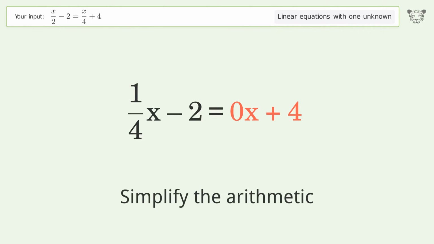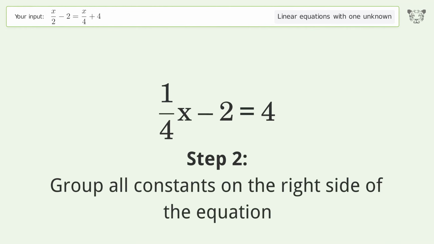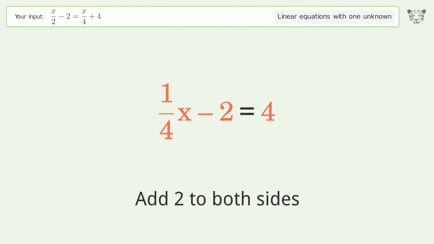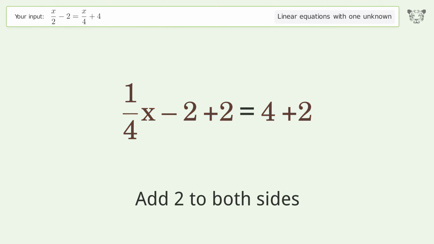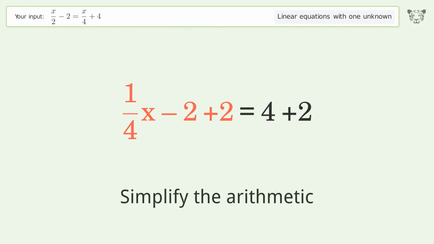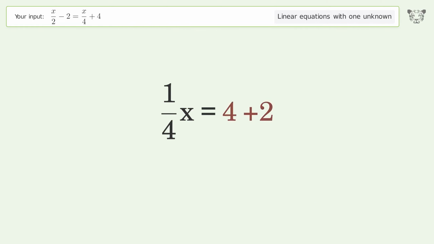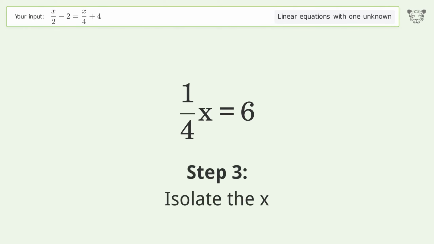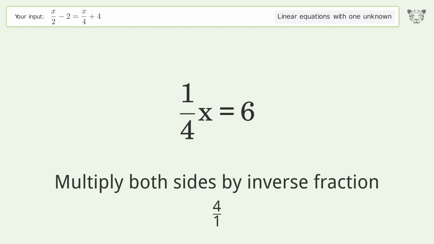Simplify the arithmetic. Group all constants on the right side of the equation. Add 2 to both sides. Simplify the arithmetic. Isolate the x. Multiply both sides by inverse fraction 4 over 1.